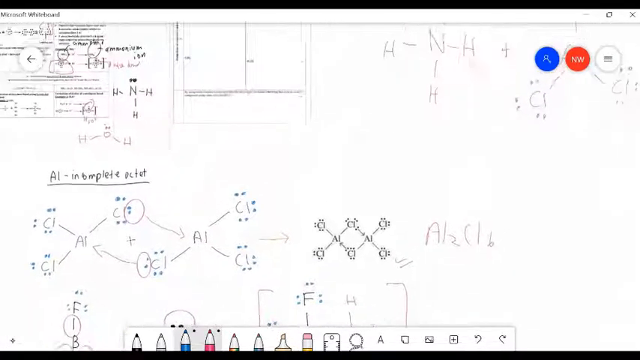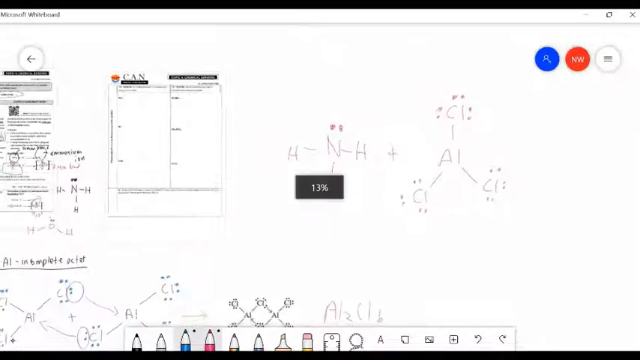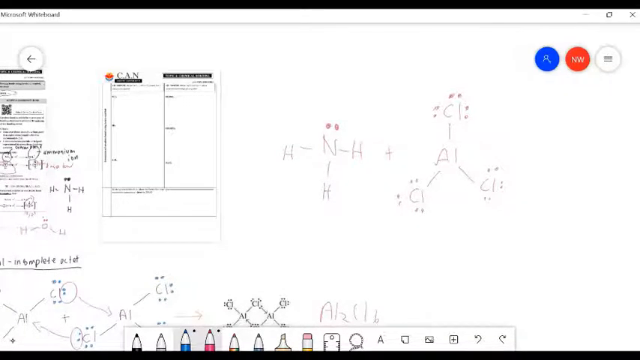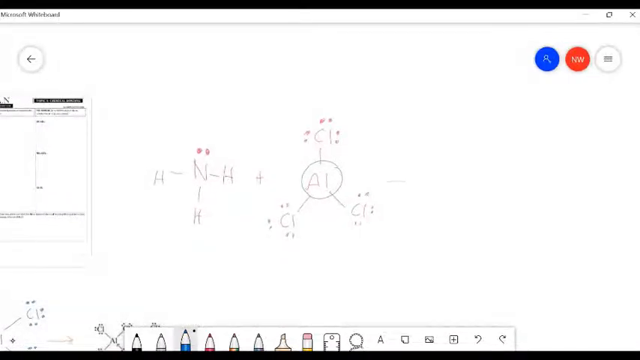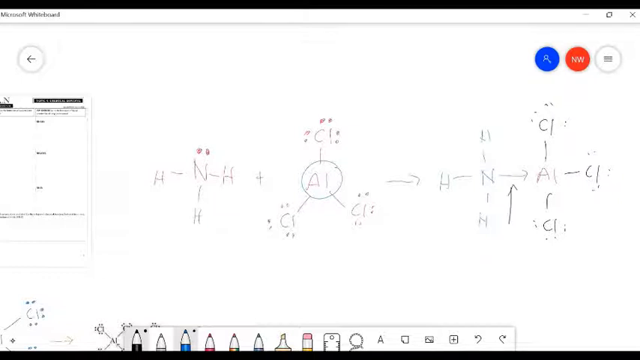Alright, so next, the example is about NH3 and AlCl3. As you can see here, the Al has an incomplete octet. So what happened here, the nitrogen that has the lone pair will form the dative bond with the aluminium. So we got the answer right here, H, H, H, and the dative bond will form here with the aluminium, Al, then we got Cl, Cl, then Cl. Make sure you draw the lone pair on the chlorine atom. So this is the dative bond.